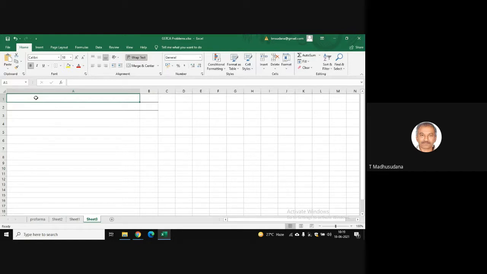Today in this class, we will try to solve one more problem on calculation of assessable value as per the Customs Act. So, we solve one more problem. All of you, please take down the problem.